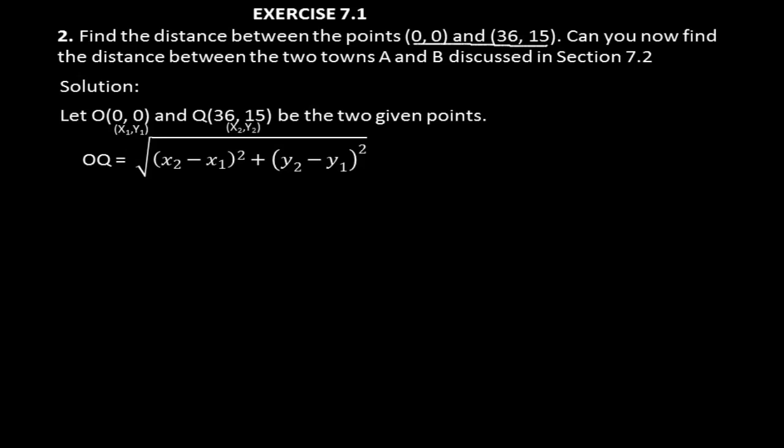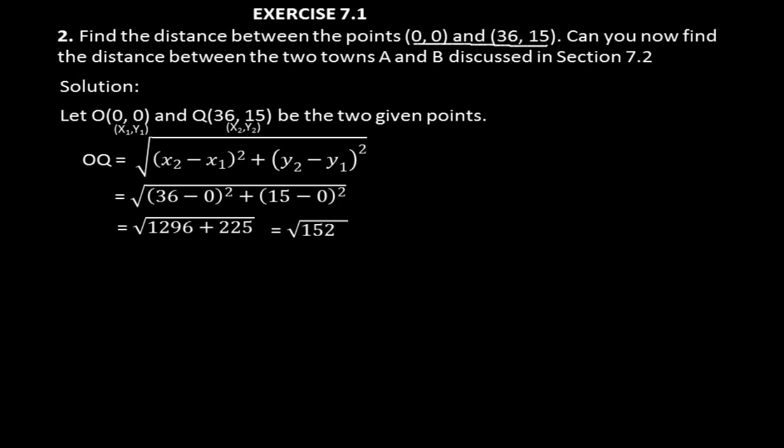Now we are going to substitute these values in the formula. So it becomes square root of (36 minus 0) whole square plus (15 minus 0) whole square. Now we have to subtract it and square it. So 36 minus 0 is 36. So the square of 36 is 1296, plus 15 square is 225. When we add these two values, we get square root of 1521. Now we have to find the square root of 1521.